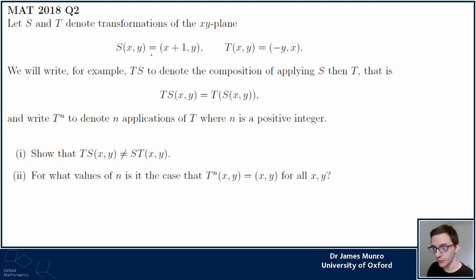Okay, so the question asks us to calculate TS and ST and to show that those things are not equal to each other. Each thing here is a transformation of the xy plane. This one's made by doing S first and then doing T. There's a sort of inside-out notation going on here where you do the inside thing first.